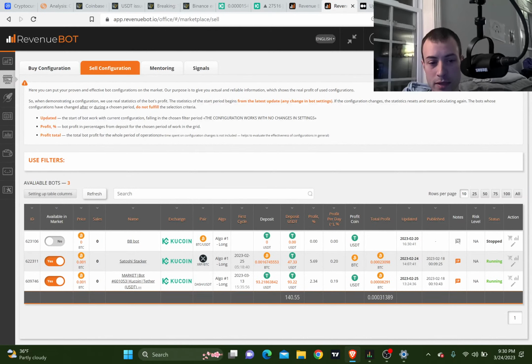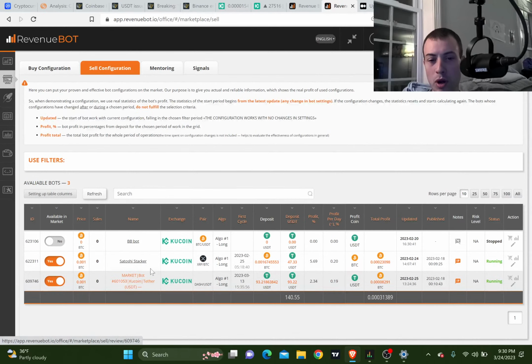But anyways, back to the statistics. Satoshi stacker, current 5.69% total with an average of 0.2% daily. Long spot, since last update, up 2.34% with an average of 0.19% daily.